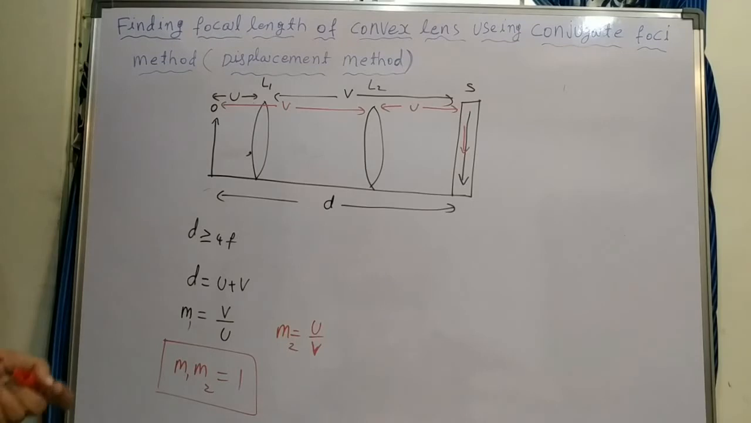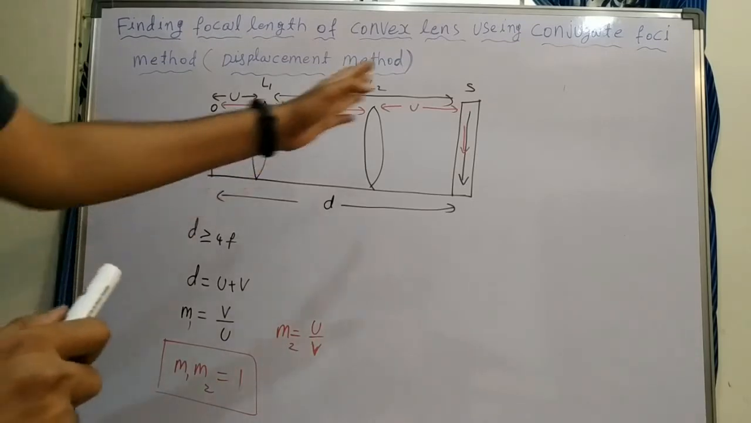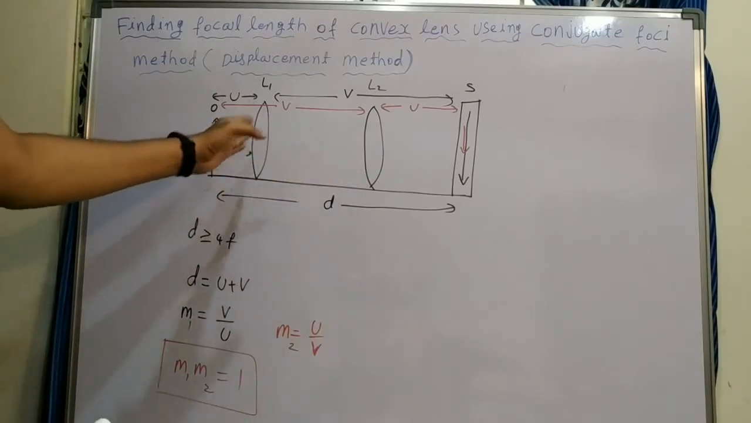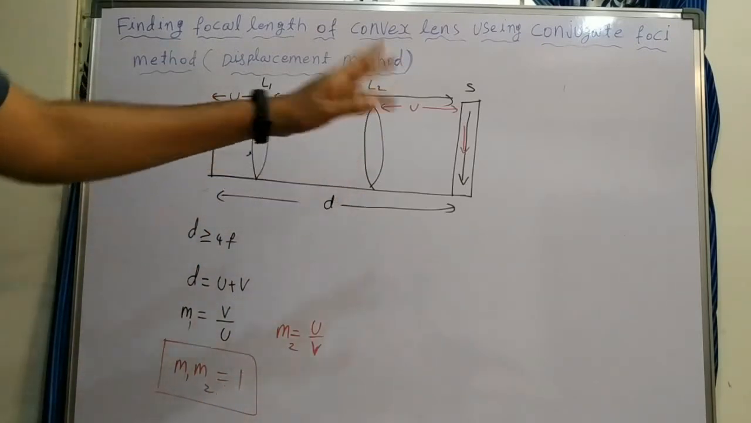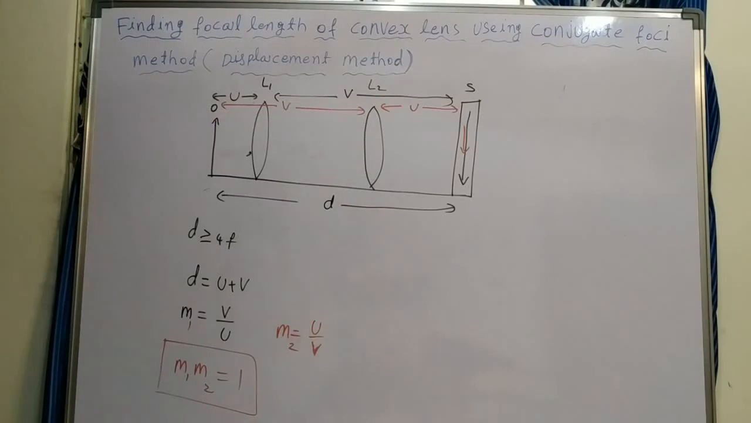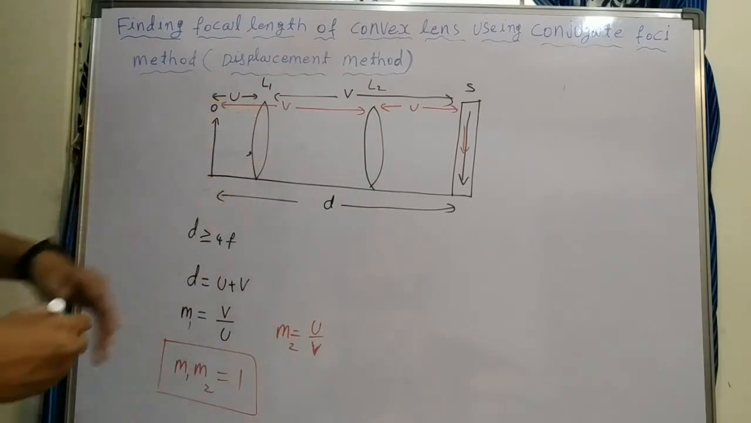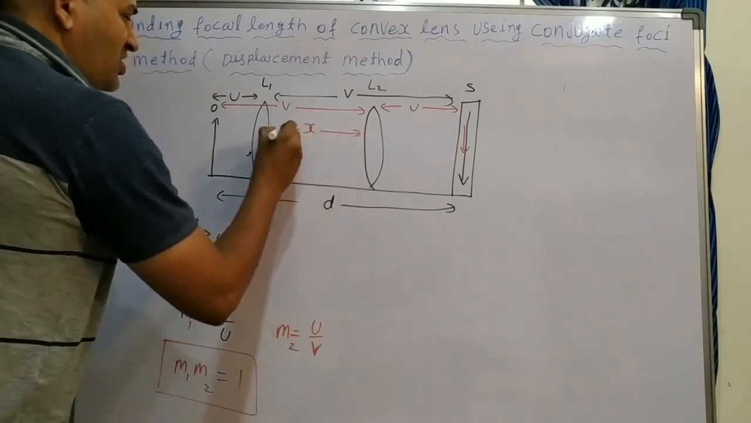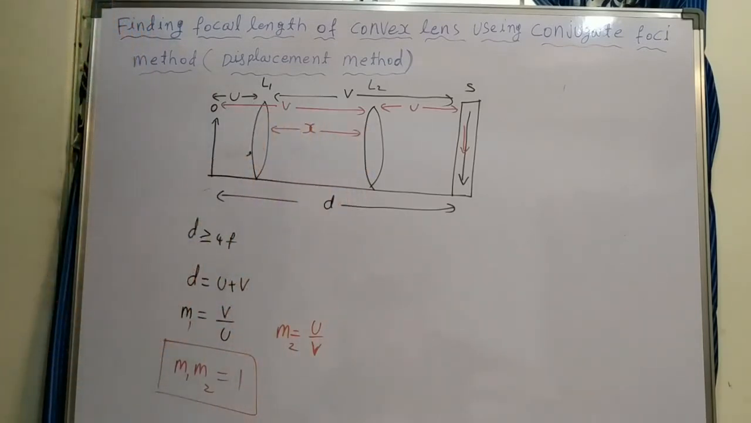Why do they call it the displacement method? The object and screen are kept fixed and the lens is displaced between them until we get two clear images. One is a magnified image, the other is a diminished image. This distance difference we take as x. x is the displacement of the lens between the two clear image positions.